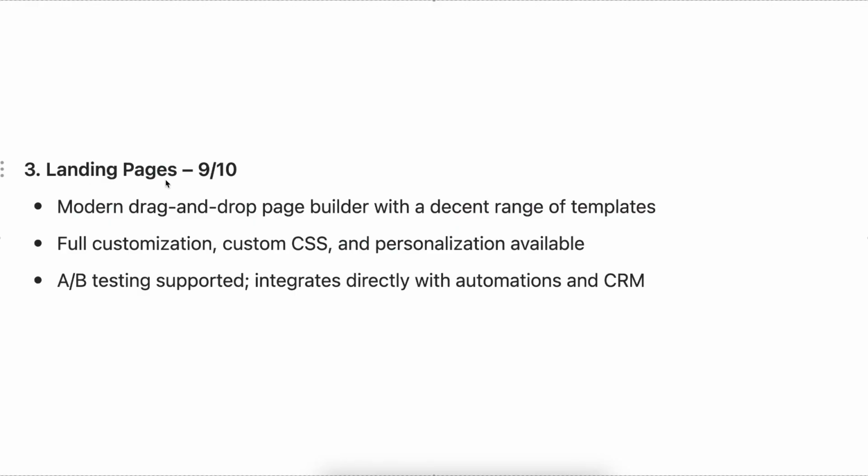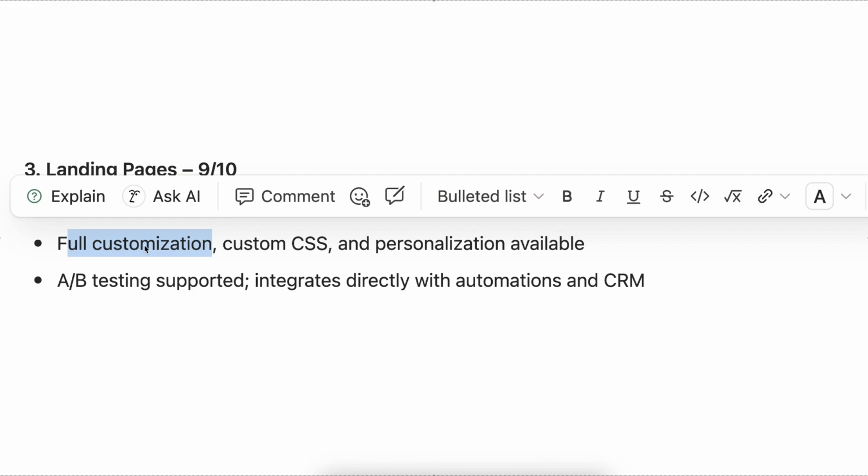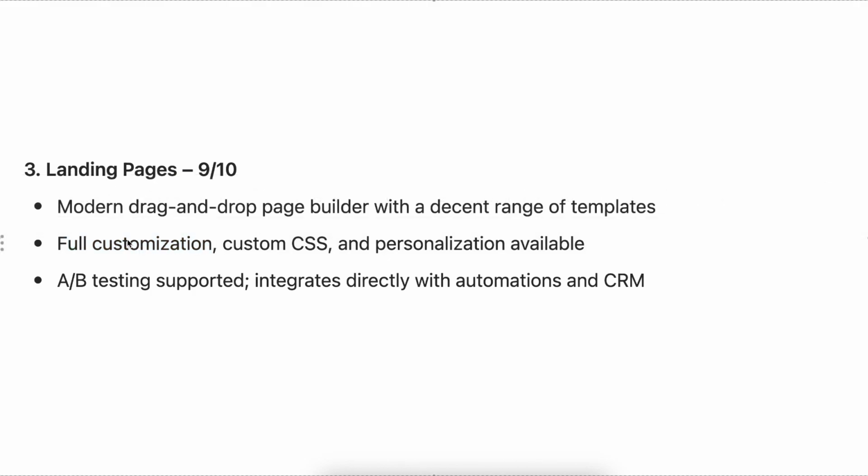When it comes to landing pages, they have a very good drag and drop builder, good range of templates, and the templates actually look really beautiful. I really like ActiveCampaign templates. The really strong part, I would say, is that they have full customization, so you can customize the landing pages here more than any other email marketing software. Full custom CSS. You have, of course, the A/B testing, and it integrates directly with a bunch of different stuff. So it is actually, I would say, maybe even comparable to some standalone website builders. So it's a 9 out of 10.